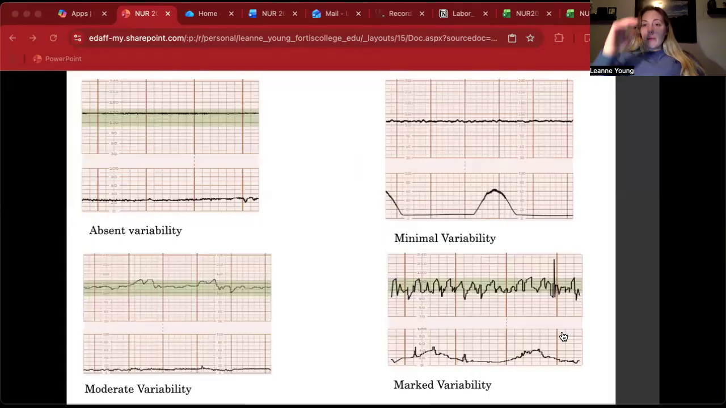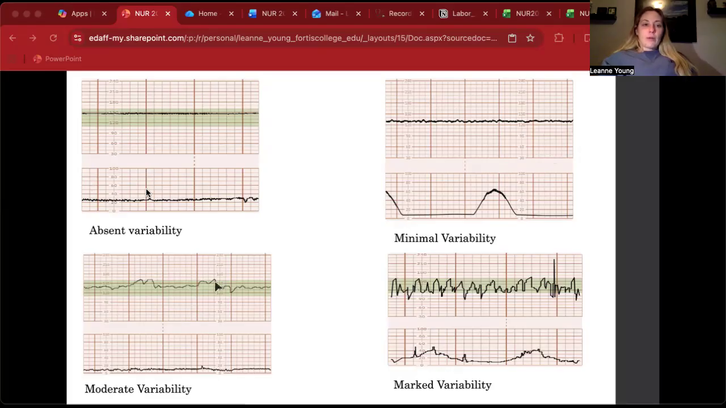Here are some really good pictures of variability. So when I was talking about absent variability, that is this one on the top left here, where we don't have any activity going on in that baseline. It's a flat line, okay? That is bad. We do not want to see that. Minimal variability is here, where we still have a little bit of movement. We're not super concerned. Babies can have periods where they have minimal variability, and that's okay. They have rest cycles. We just get nervous if it lasts for a long time.